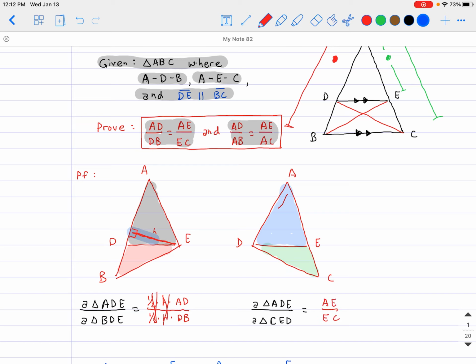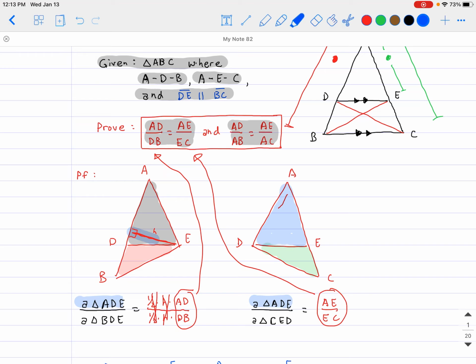So there it is. If you notice, AD divided by DB is going to be this piece over here, whereas AE divided by EC is going to be this piece over there. Looking at each of these proportions, you'll notice that the top is the same thing for both of them. They both have the area of ADE. So that means I can almost set them equal to each other.